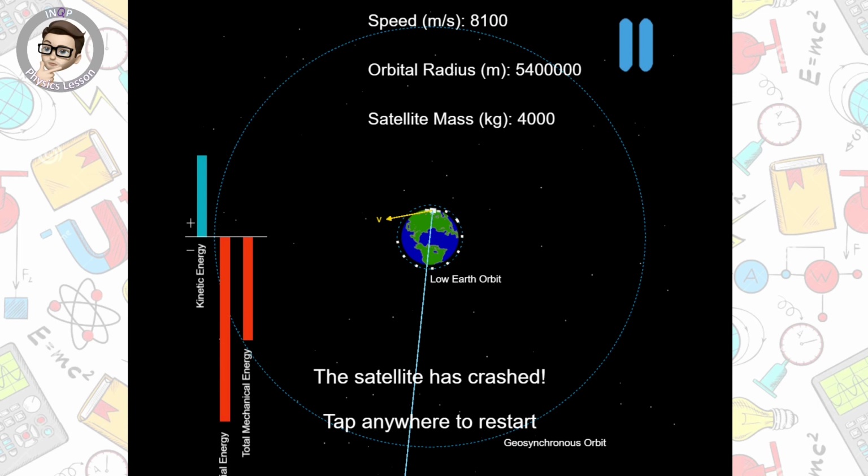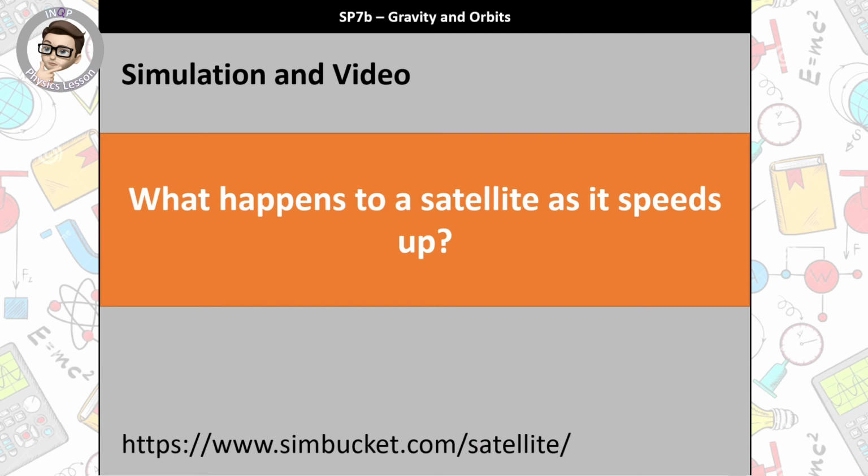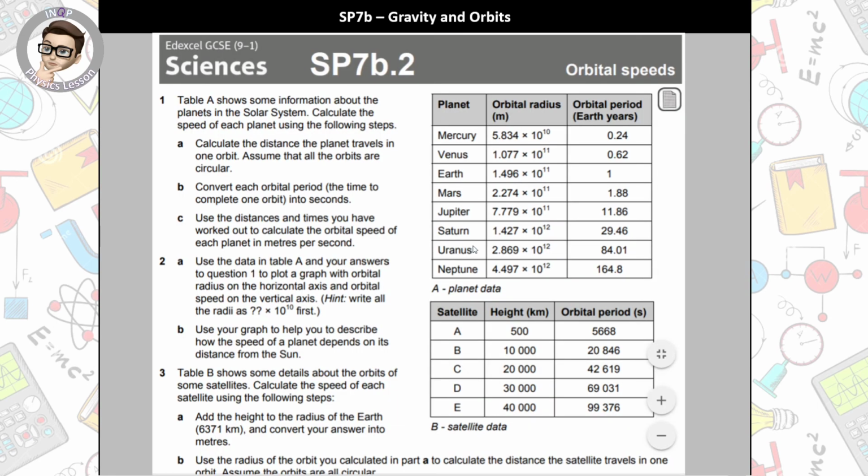Okay, so we have covered everything we need to cover in this lesson. So I'm going to leave you with this task, which is to have a look at this SP7B2, which I attached to the assignment. It's all about orbital speeds.